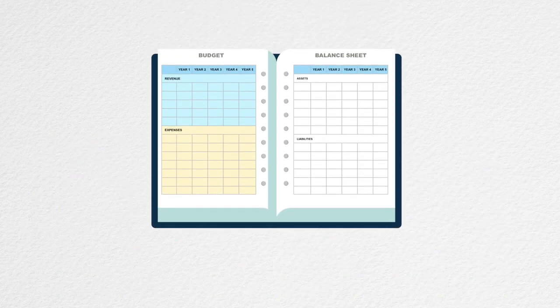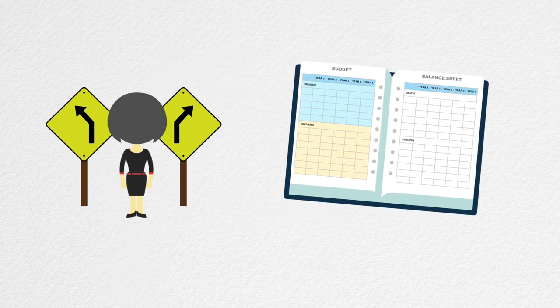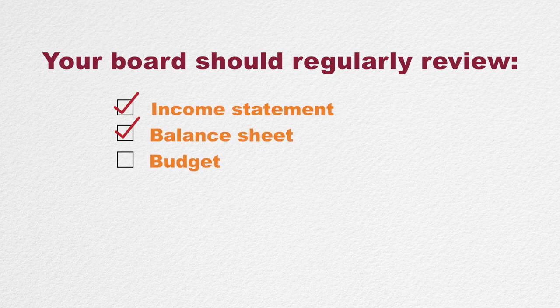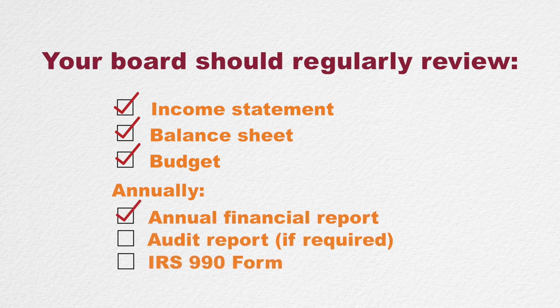One important step is to have appropriate financial information. Remember, the quality of financial decisions is directly related to the quality of the financial information. The board should regularly review the income statement, balance sheet, and budget. Once a year, they should review the annual financial report, audit report, and IRS 990 information.